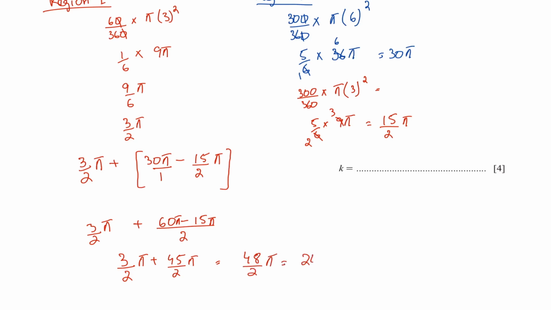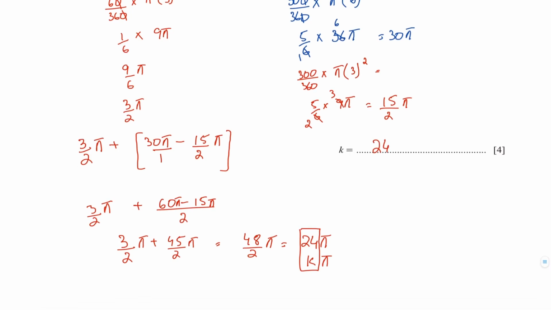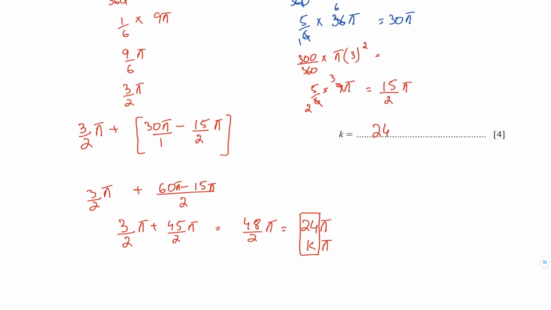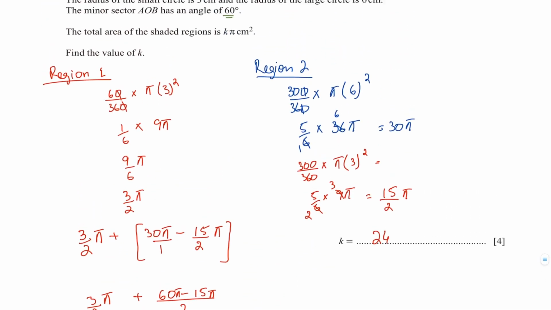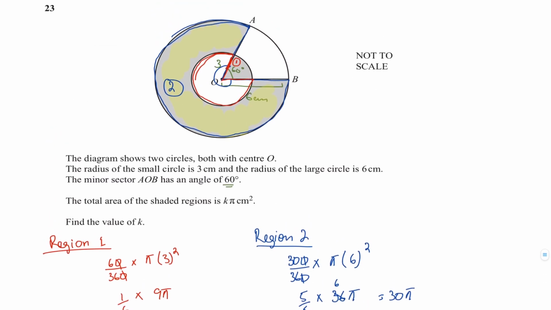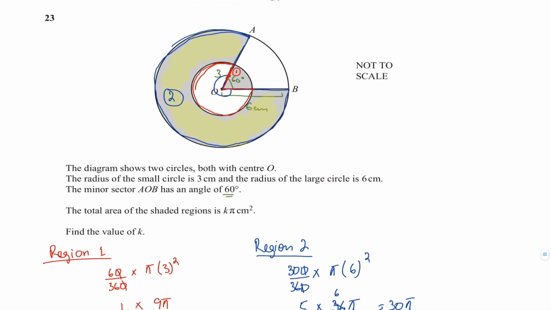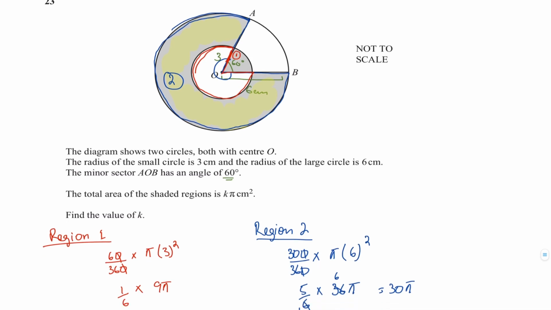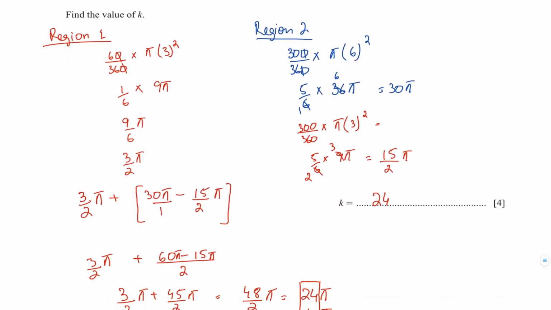48 divided by 2 is going to be 24 pi, but the question said that your answer is going to be like k pi. So the coefficient of pi, which is 24, is the value of k. So k is equal to 24, and there we have it. 4 marks done. So this was quite a lengthy question. It wasn't as difficult given that you knew how to calculate the area of a sector and how to apply it, of course, but this was definitely a lengthy question.